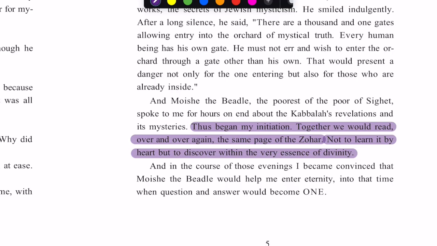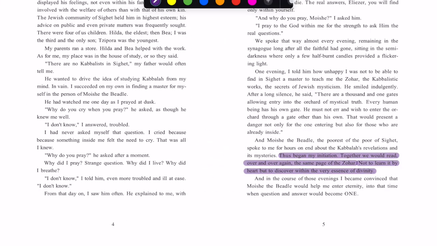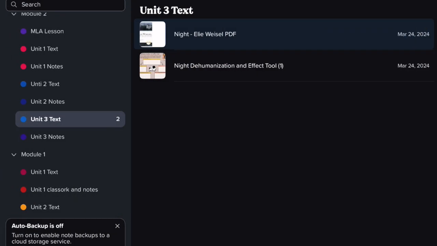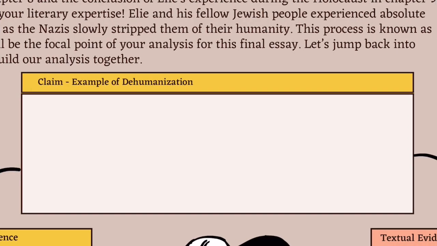And this was the time of his life where he was kind of coming out of childhood a little bit and kind of figuring out his belief and his passions and everything. So this was kind of a crucial time for him in his life. So with all of that said, how can we find an example of where dehumanization starts?